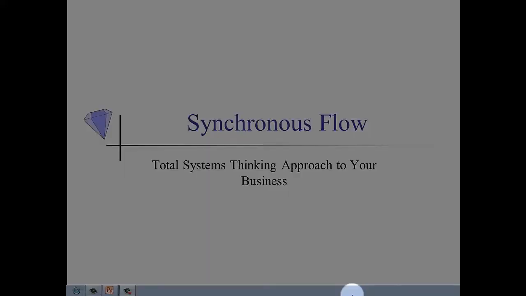Okay, let's dive into this. Synchronous flow is really a culmination of several different disciplines, alphabet soup kind of things that you've probably all heard of: lean manufacturing, the lean office, the theory of constraints, total quality management. Really, it's quite simple when you boil it down. I've come up with one term, synchronous flow, that encompasses all this.